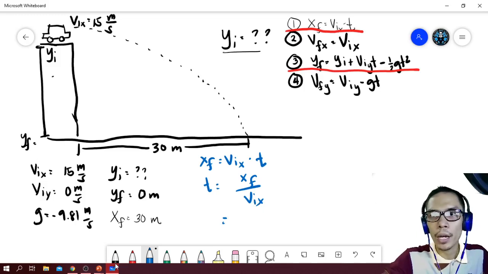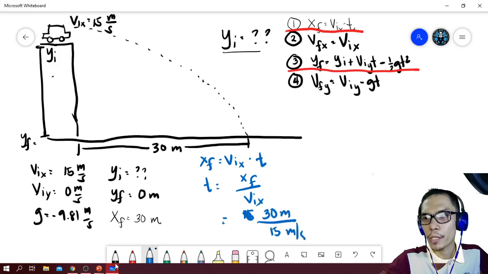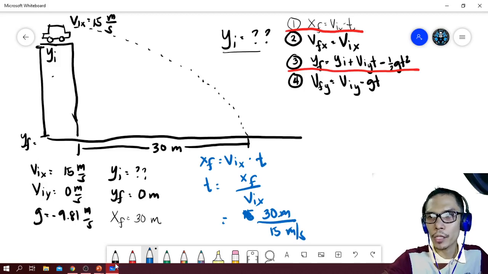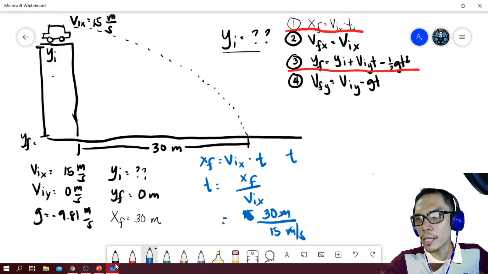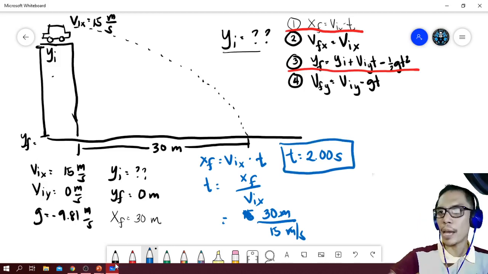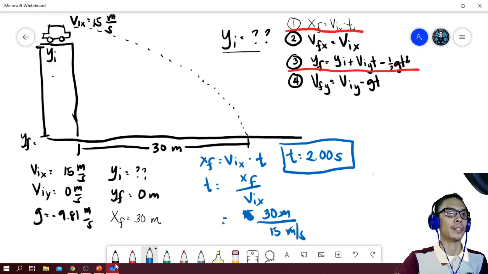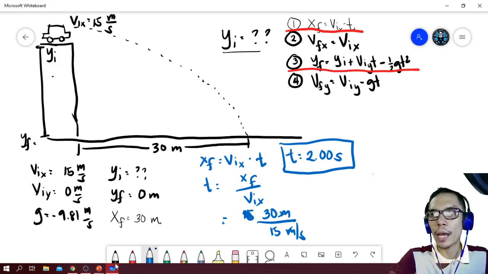Let's put in all the values. We have 30 meters divided by v sub i x, which is 15 meters per second. The meters cancel, and the time is 2.00 seconds. So the time from the cliff down to the ground is 2 seconds.